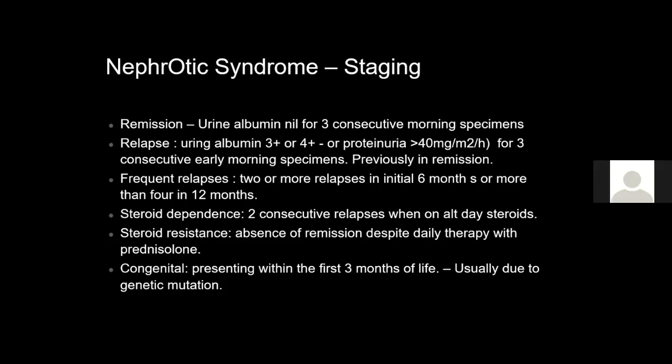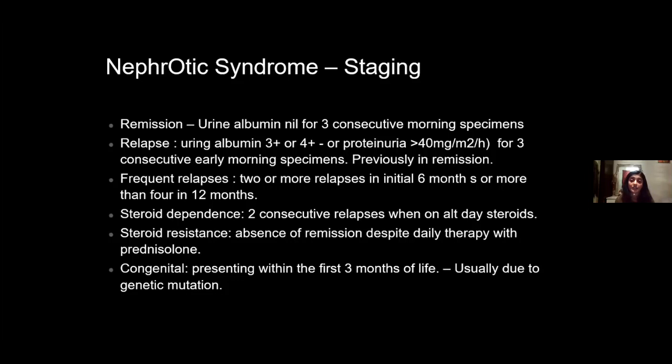There can be frequent relapses, so 2 or more relapses in 6 months or more than 4 in 12 months. We have steroid dependence, so 2 consecutive relapses while they're on alternate day therapy. So they take prednisolone one day and they don't the other. And sometimes this is maintenance therapy, so this is what keeps them in their remission. But if they're not achieving remission on that, they are steroid dependent, meaning they continuously need their steroids to stay in remission.